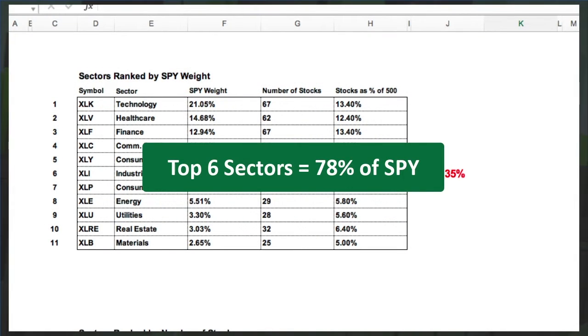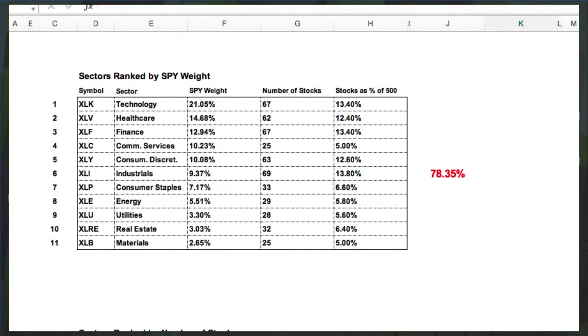Now I'm going to take a little detour here and show you a table that lists the sectors sorted by their weighting in the S&P 500 SPDR SPY. And then we're going to see technology and then the other top 5. So in total, the top 6 sectors account for a whopping 78.35% of SPY. So that leaves the other 5 sectors to divide up a little over 21% for a piece of the pie here. And consumer staples is next at 7.17%.